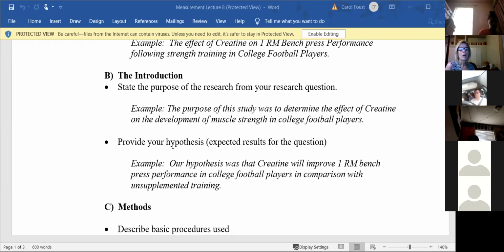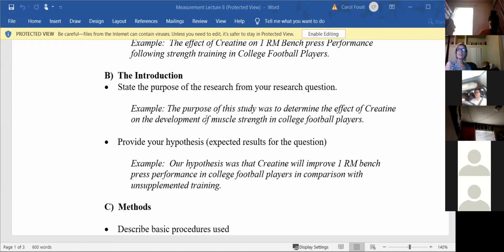Okay. So we would state what the purpose is. An example might be, the purpose of this study was to determine the effect of creatine on the development of muscle strength in college football players. Or, the purpose of this study was to determine the effect of formal sexuality education on people's attitudes towards birth control and barrier protection.